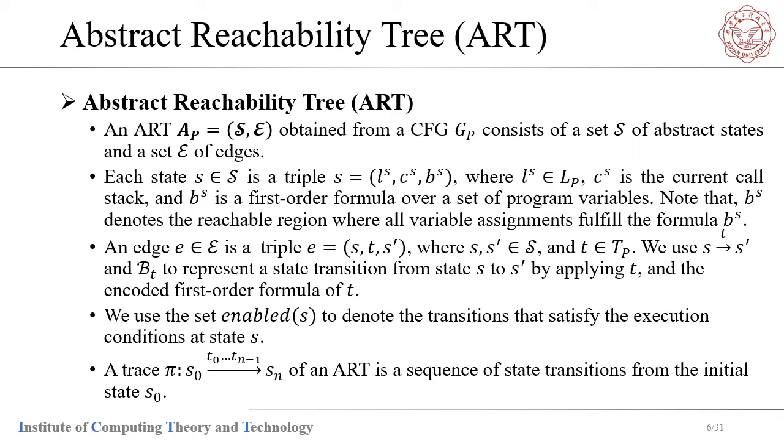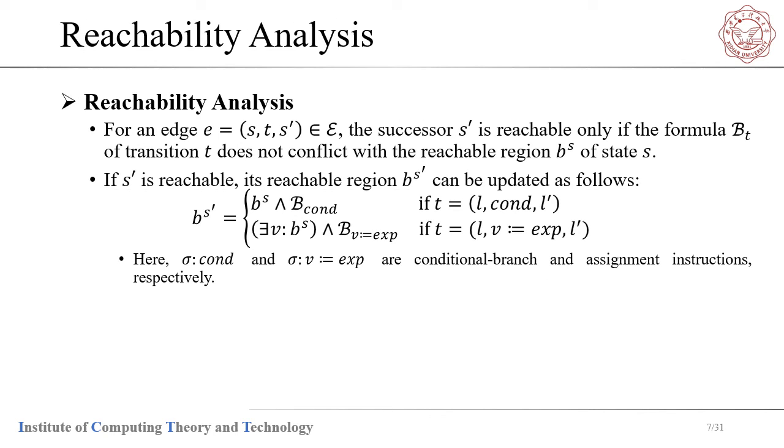The trace pi is a sequence of state transitions from the initial state S0. When constructing an ART, we can perform the reachability analysis to determine whether a state is reachable. For an edge in an ART, its successor S' is reachable only if the formula Bt of transition T does not conflict with the reachable region Bs of state S. If S' is reachable, we need to update its reachable region Bs' according to the type of transition T.